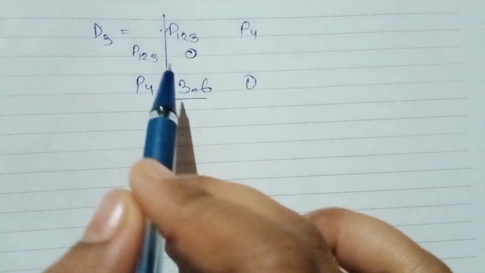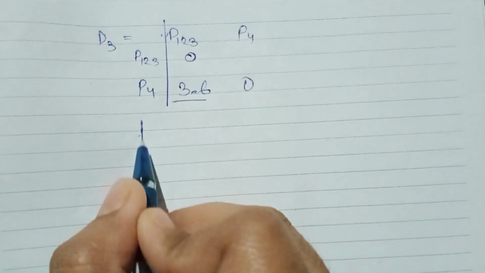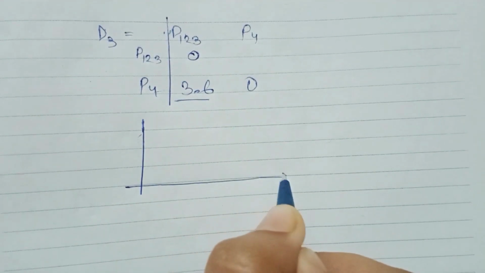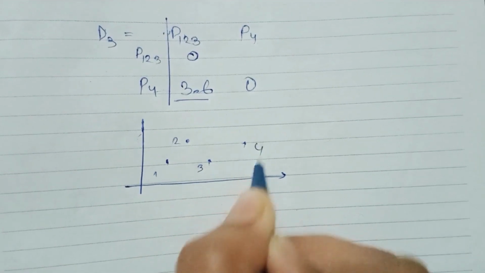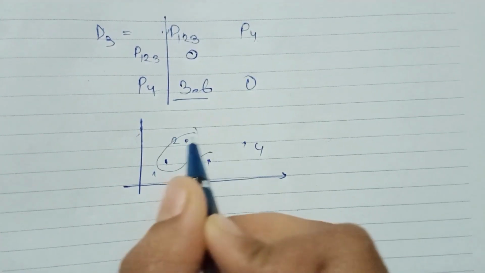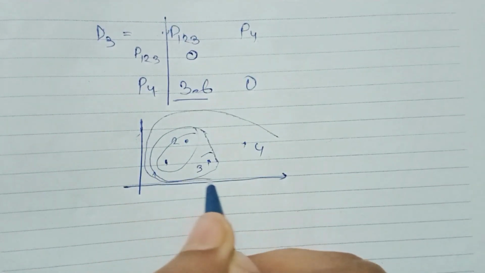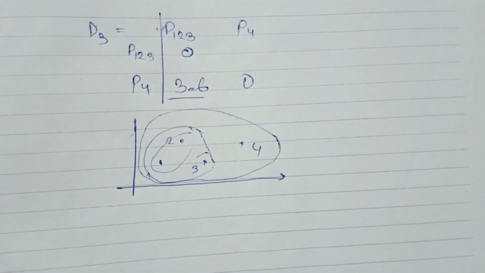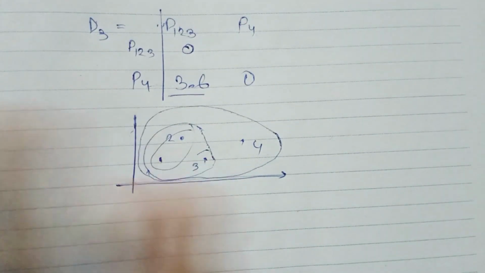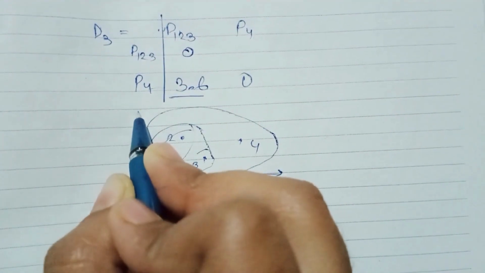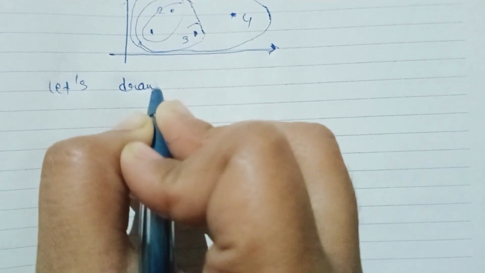Now the points 1, 2, 3, 4 all will be in a single cluster, which is as follows. 1, 2, 3, 4. And now the whole thing is in a single cluster, right? Now we don't have to go further. Here we will stop our calculation. Let's draw the dendrogram.